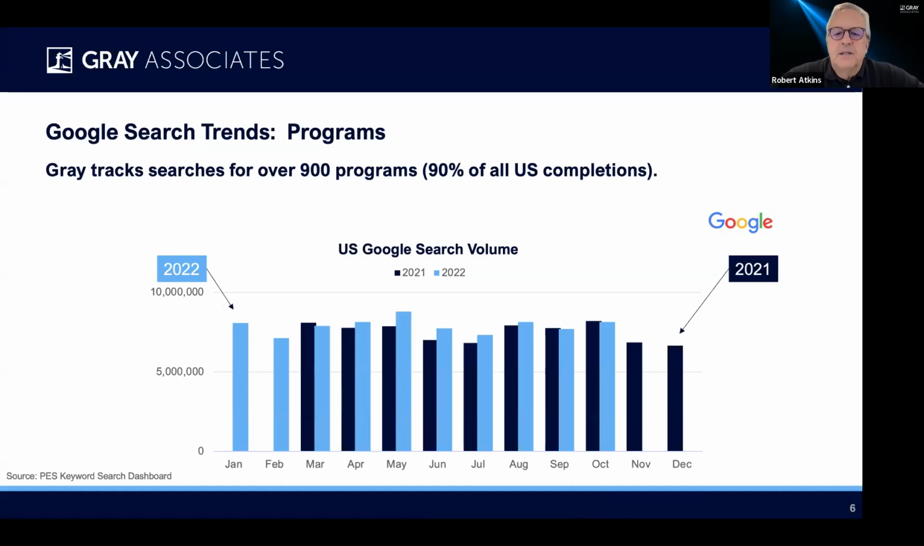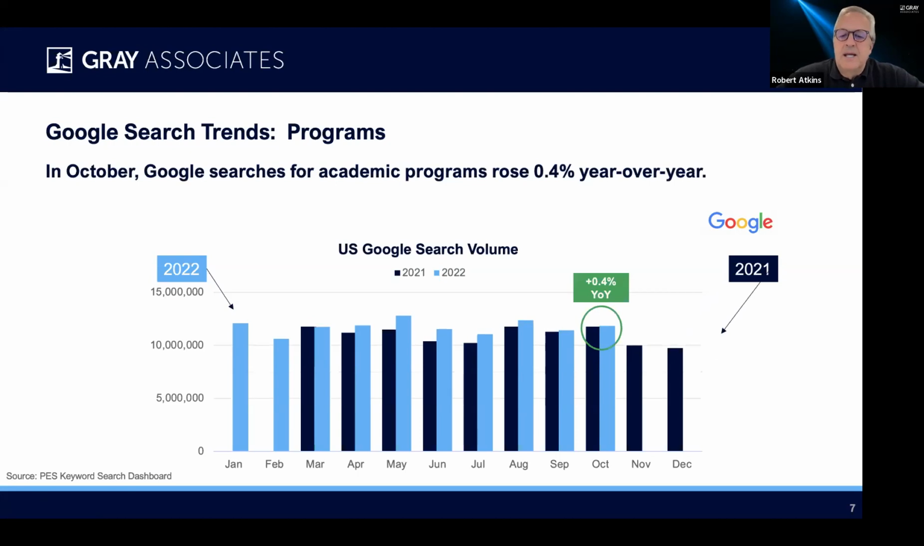On the Google side, we track this over time, and the dark blue bars are the 2021 data. The light blue bars are 2022. Apologies for the confusion. So we're trying to find light blue bars that are taller than dark blue bars, i.e. the market and Google search volumes are growing. And we just snuck over the bar this month, up 0.4%. So it is positive, but not by much. I'd really call this flat.